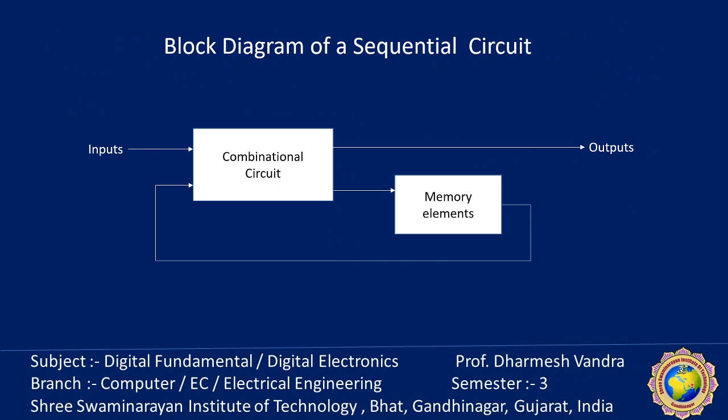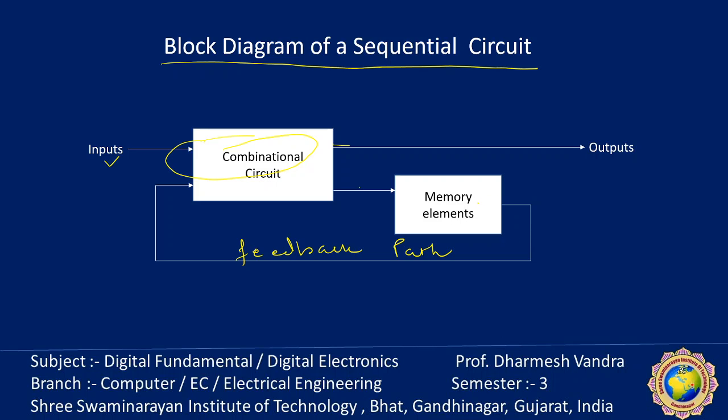Let's see the block diagram of the sequential circuit. Here the input is there, and the first part is the combinational circuit. Whatever the output, some of the output goes to the memory element. So it consists of a combinational circuit to which memory elements are connected to provide a feedback path.